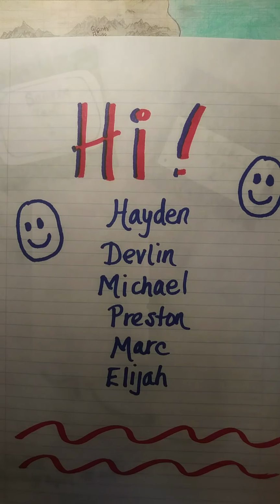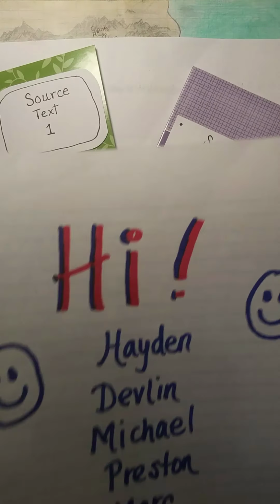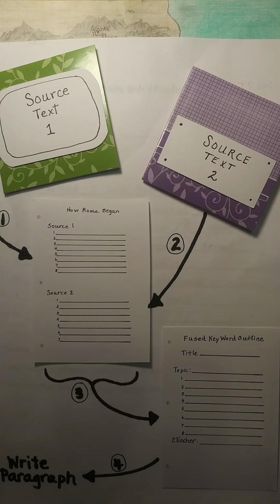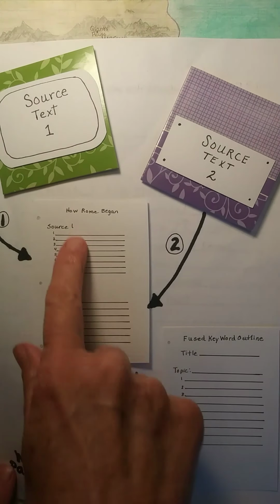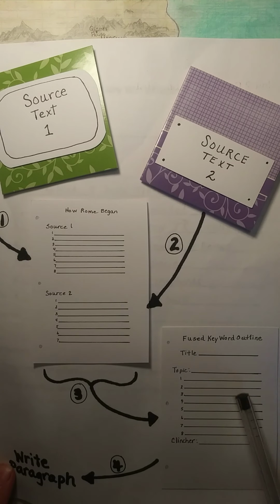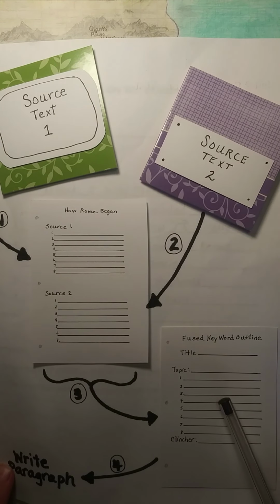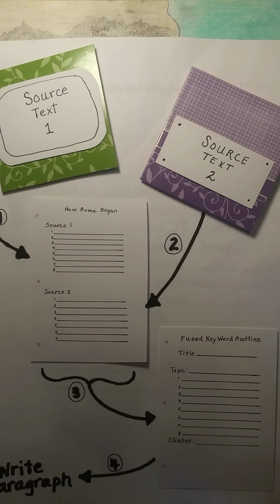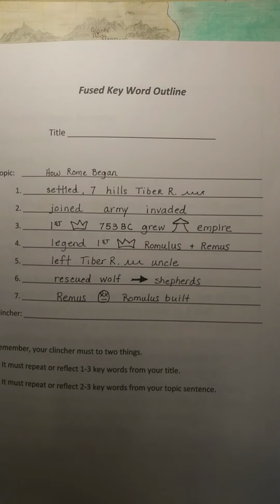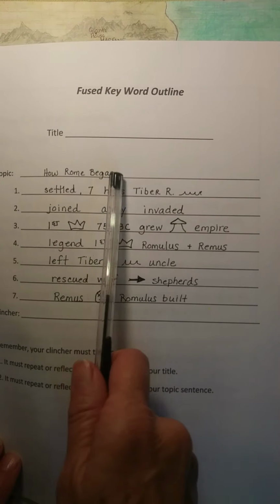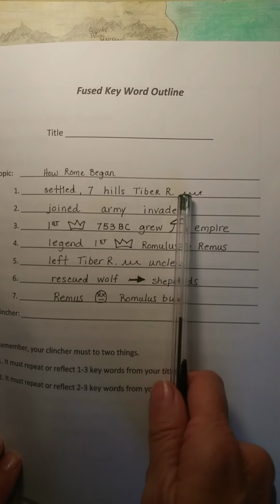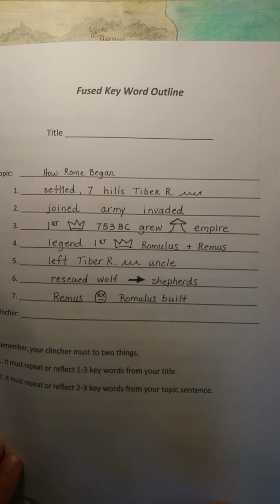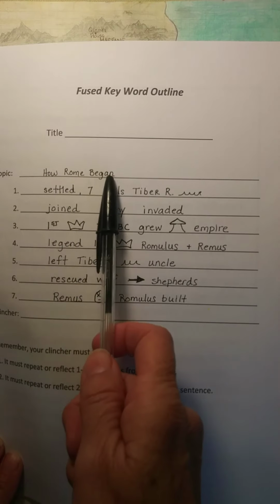Alright, today is the day we're going to talk about making your paragraph. You've taken your notes from source text 1 and source text 2 and then you put it on a fused keyword outline. And now we're going to do step 4, which is to actually take your keyword outline and write your paragraph. Okay? So you're going to take your notes just like you do every time we do a paragraph, and you're going to create a sentence for each line of notes that you have. Okay? You can make your sentences however you want.